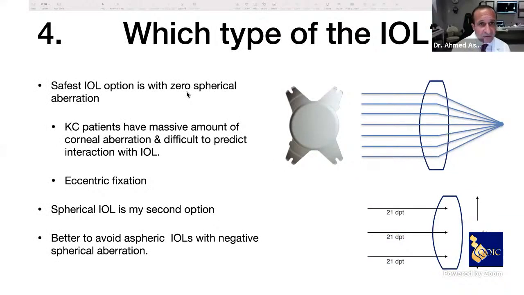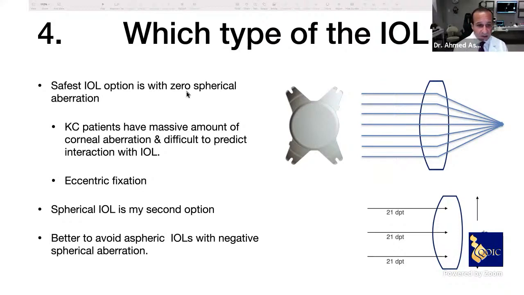Okay, now regarding the fourth question, which type of IOL? The safest option is to use the IOL with zero spherical aberration. Keratoconic patients have corneas with a massive amount of corneal aberrations and it is difficult to predict the interaction between the IOL and the corneal aberrations. And don't forget that these patients have eccentric fixations, so we need to use an IOL which is less sensitive to decentration. So it's best to use the IOL with zero spherical aberration.